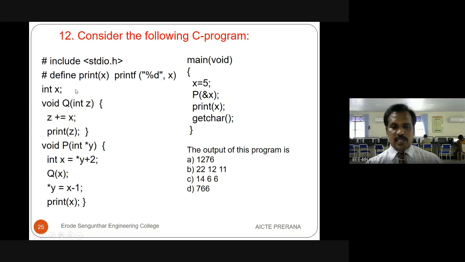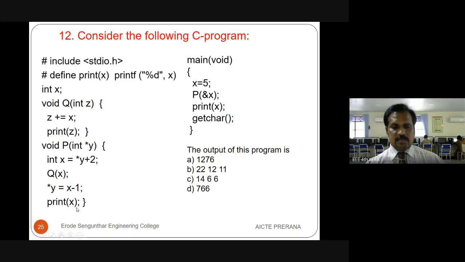Now the program is: integer x; void q of integer z, z plus equal to x, print of z; void p of integer y, and integer x equal to star y plus 2, q of x, star y equal to x minus y, print of x.